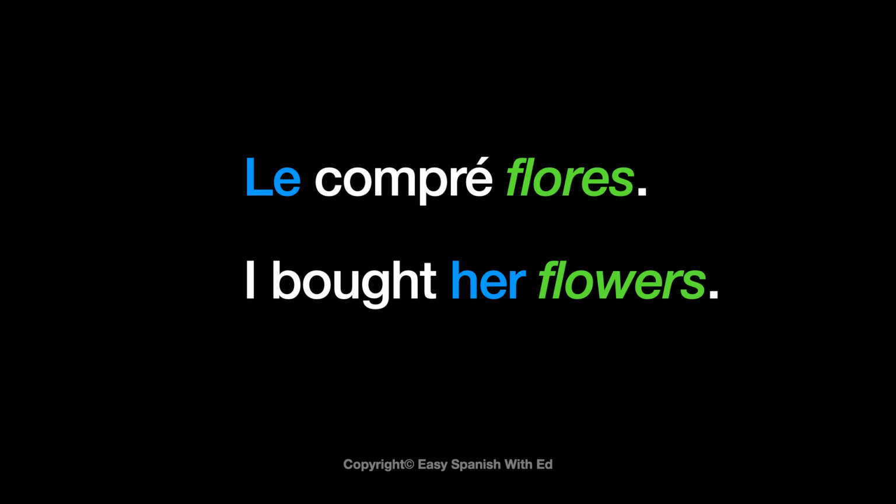And how would you say, I bought her flowers? Le compré flores. And let's talk about why that is. In this sentence, we have to use the indirect object pronoun because she does not receive the action directly. Rather, there is an exchange. The flowers actually receive the action of being bought, and then I'm going to subsequently give them to her. Are you starting to see the difference between direct and indirect objects? Let's continue with the examples.